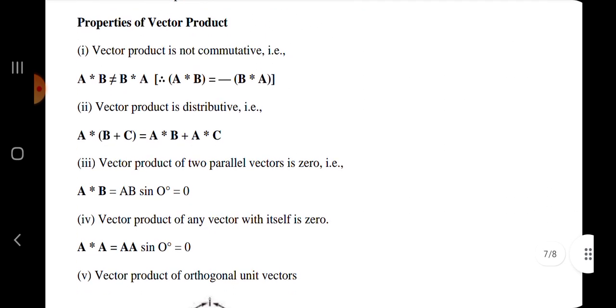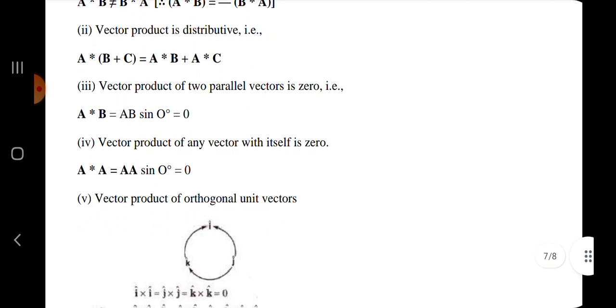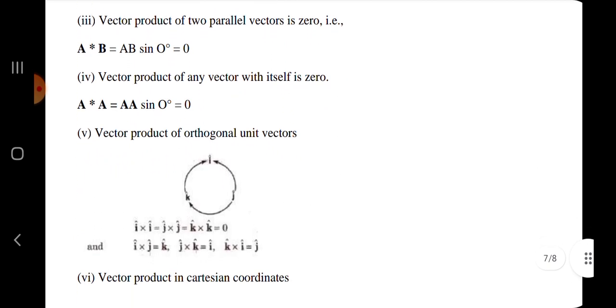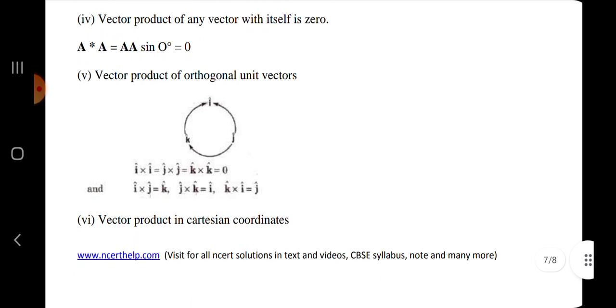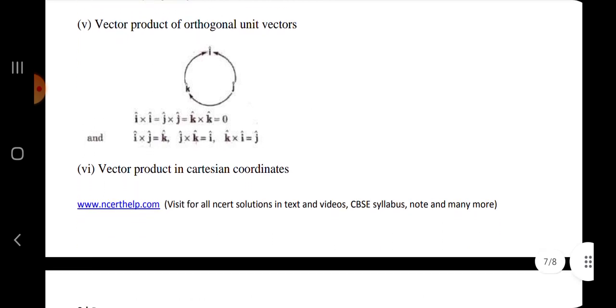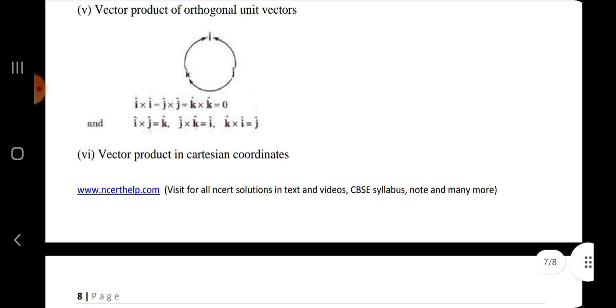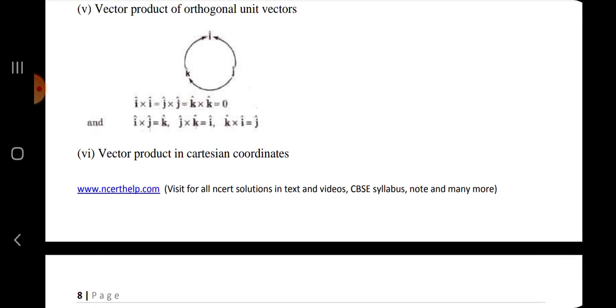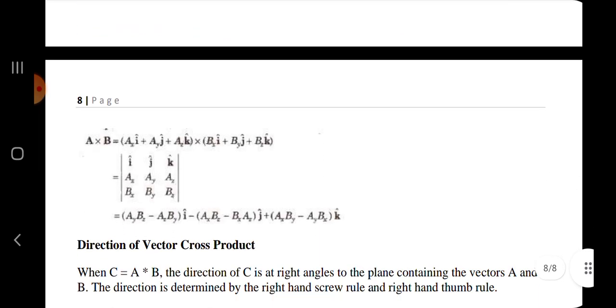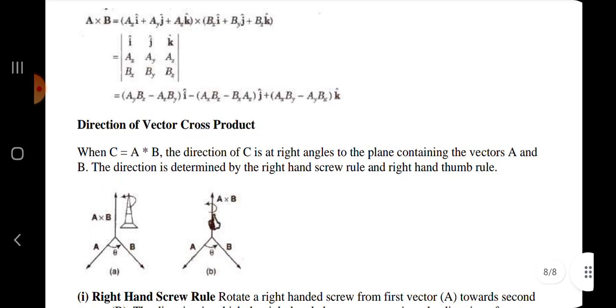Properties of vector product: they are not commutative, they are distributive, and the vector product of two parallel vectors is 0. Vector product of any vector with itself is 0. Then the vector product of orthogonal unit vectors: i cap cross i cap is equal to j cap cross j cap is equal to k cap cross k cap, that is equal to 0. Vector product in Cartesian components is (ay bz minus az by) i cap minus (ax bz minus bx az) j cap plus (ax by minus ay bx) k cap.